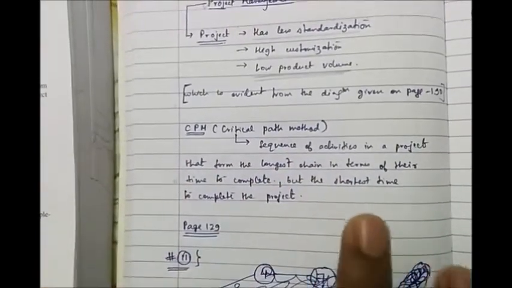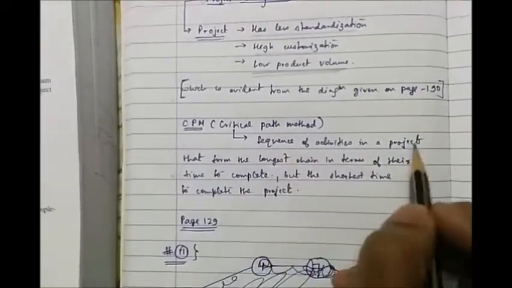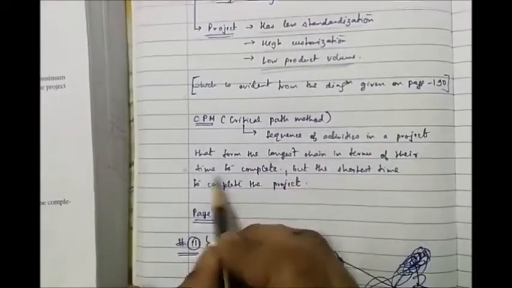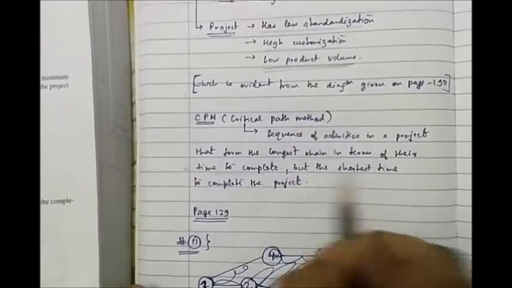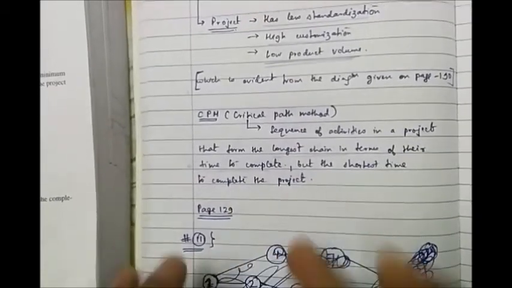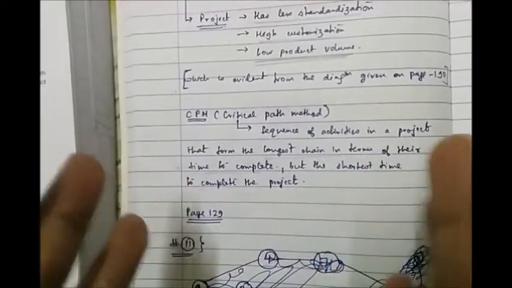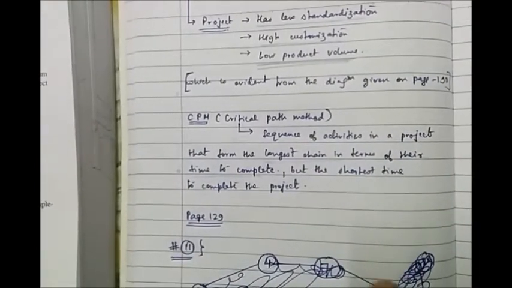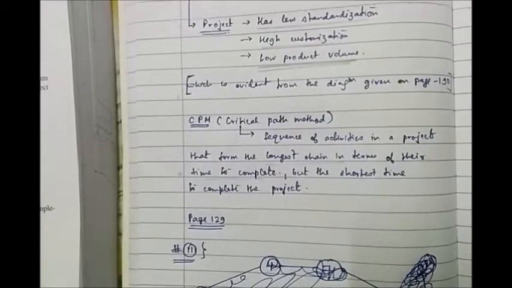Now critical path is something in which a sequence of activities are there in a project that form the longest chain in terms of their time to complete, but the shortest time to complete the project. So in case of our network diagram, we'll simply identify that path which takes the longest time to complete, and that will be our critical path.